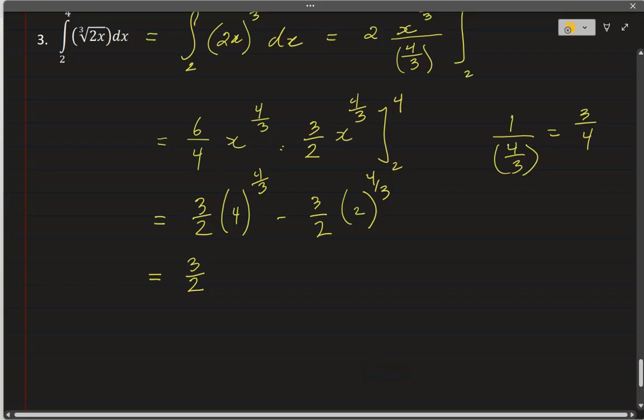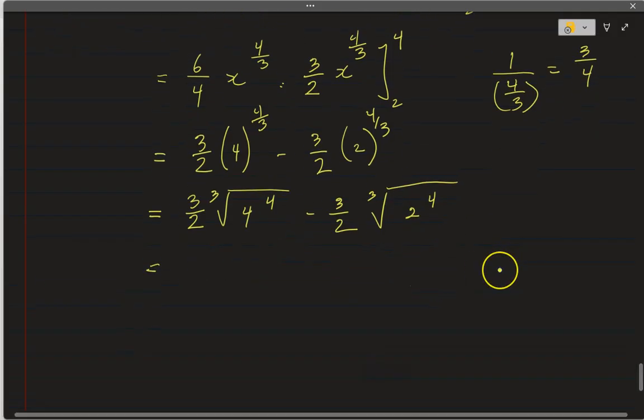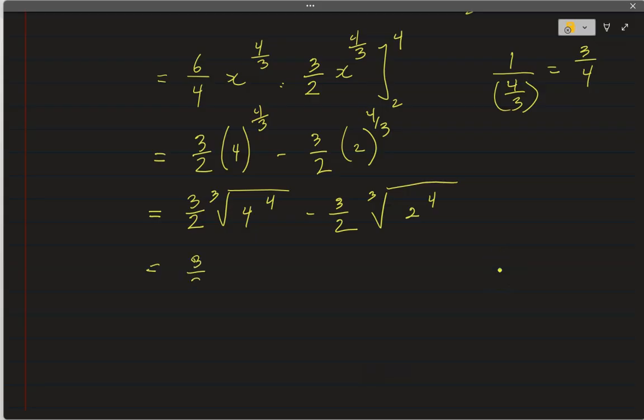And then if we change it back to the radical, we have 3 here. We have 4 to the 4th inside minus another 3/2. And then we have the cube root of 2 to the 4th. Now we can go ahead and simplify more. And what we will get is 3/2 times 4 cube root of 4, because 4 cubed is a factor, we can take that out. And then the next one, 3/2, and then times 2, and that's cube root of 2.